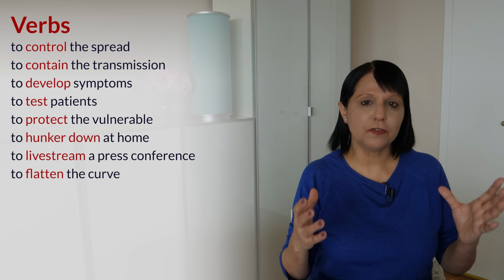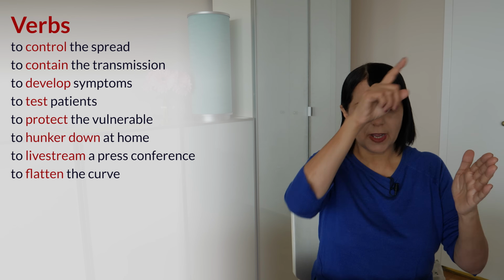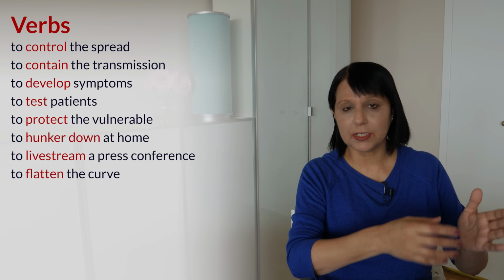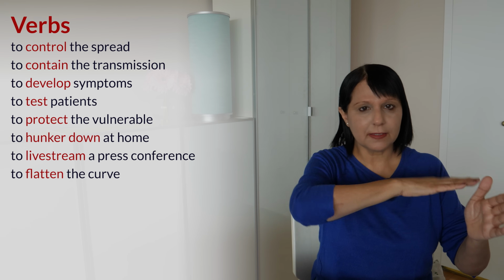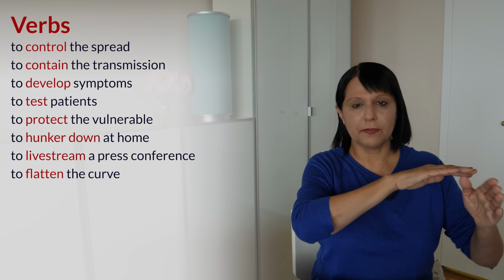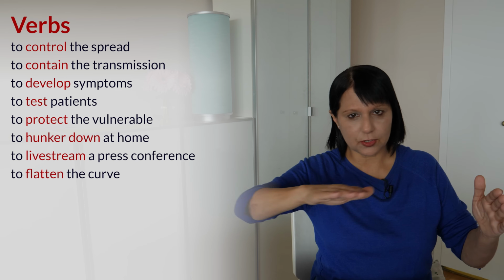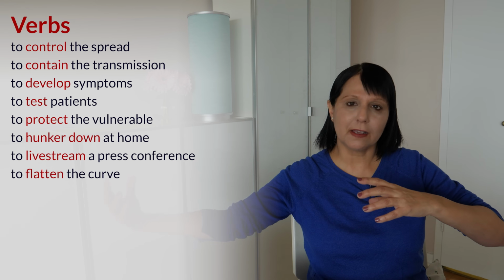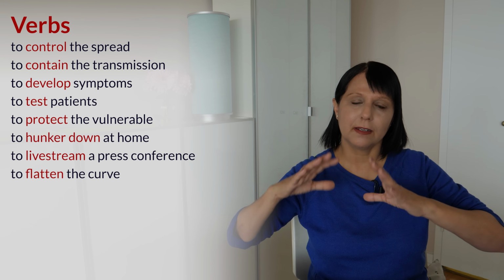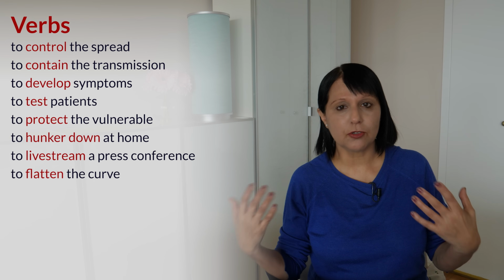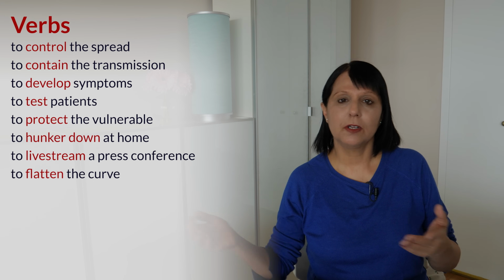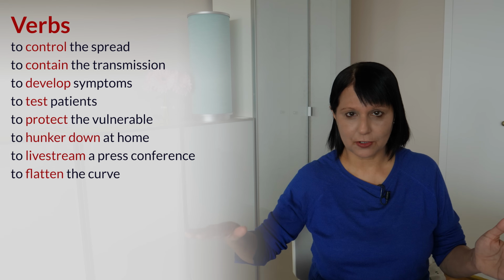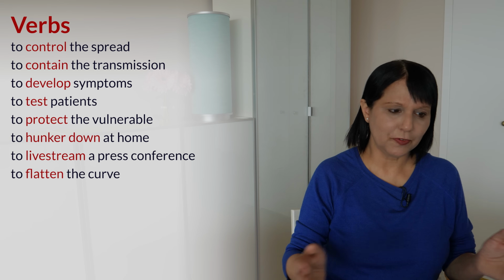So the expression to flatten the curve refers to the graph that they show. If you're showing how many people are sick or ill at a particular time, the graph might look like this. And this is a curve. So if they want to flatten the curve, they want it to go down like this so that they can extend the time when people get sick and have more resources, hospitals, doctors, medicines and test kits available for more people. So you might hear very often this expression, to flatten the curve. All right, let's move on.